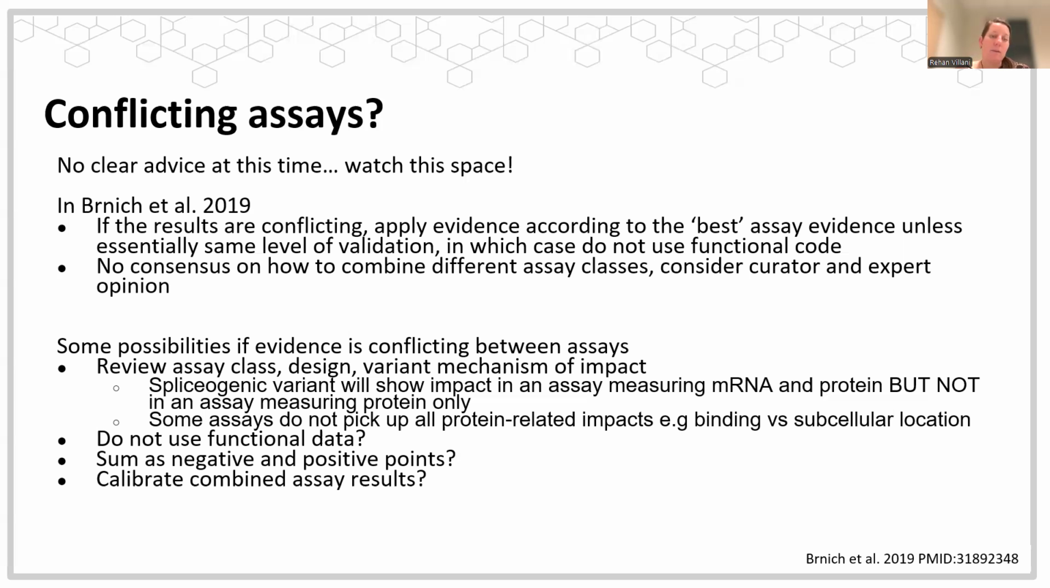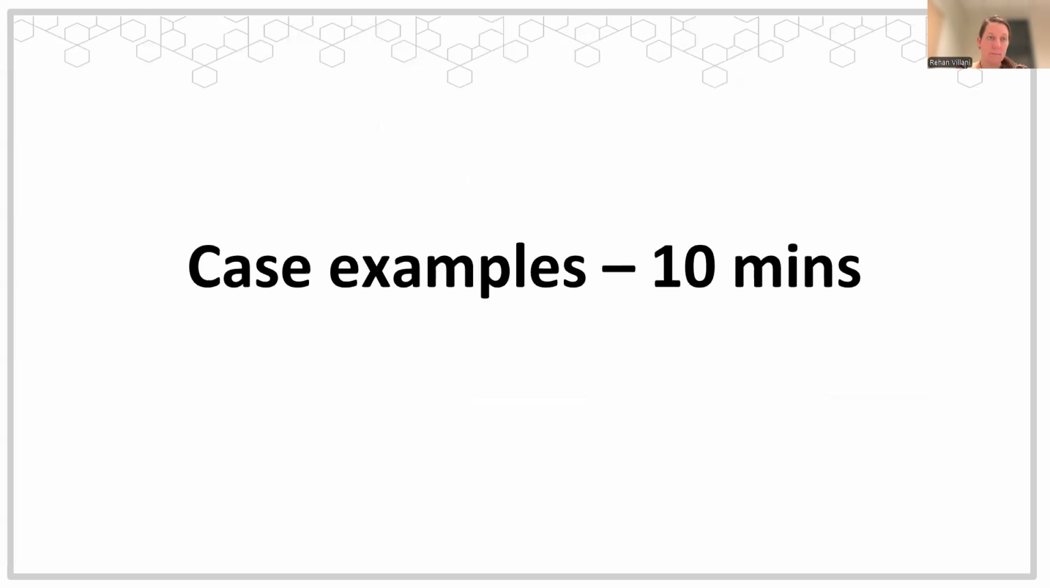So you could also consider just not using functional data in these conflicting cases, or scoring them as some negative and positive points. If you have multiple assays that you can calibrate, you could consider combining the assays and then recalibrating to determine which summed category has which predictive power and evidence strength.